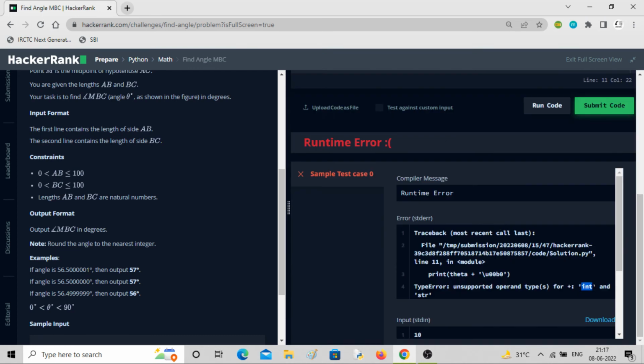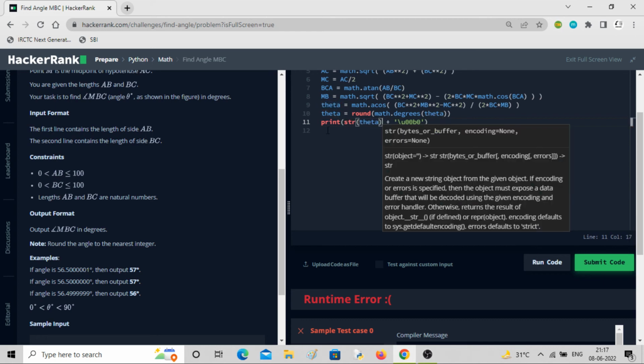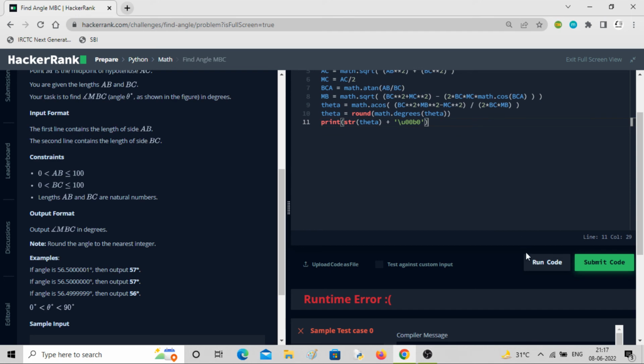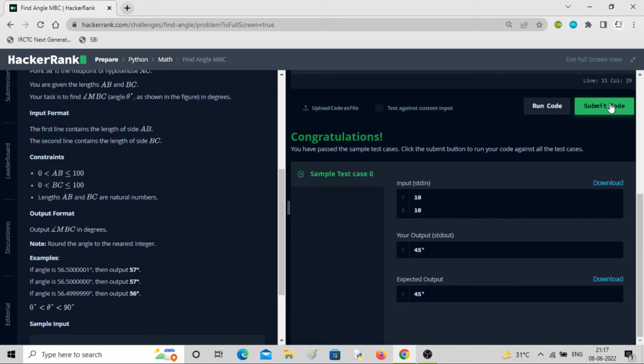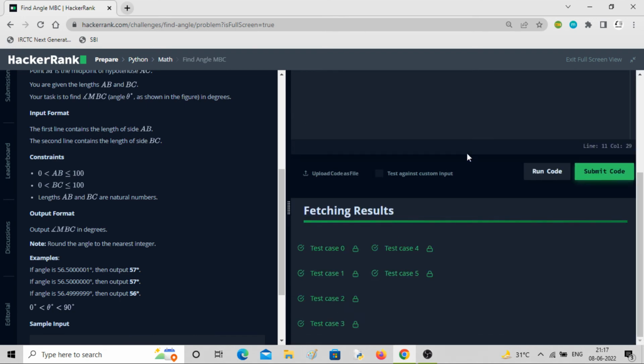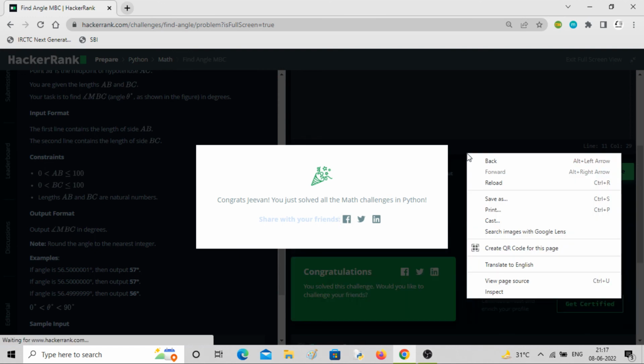Unsupported operand type, because you are attaching an integer with a string. This is an integer type and this is your string, and you are concatenating an integer with a string, so that's why it is showing an error. So let me convert this into a string, str(theta). So now you have the answer. Okay, submitted, all the test cases are passed and we have solved this problem.